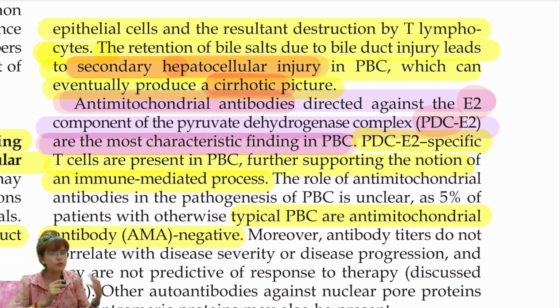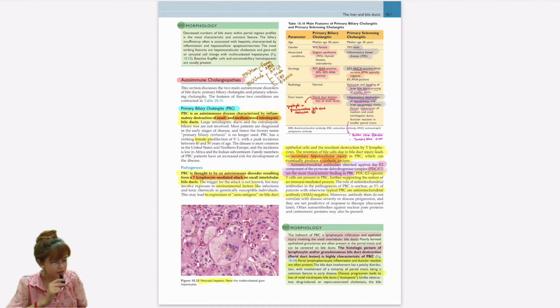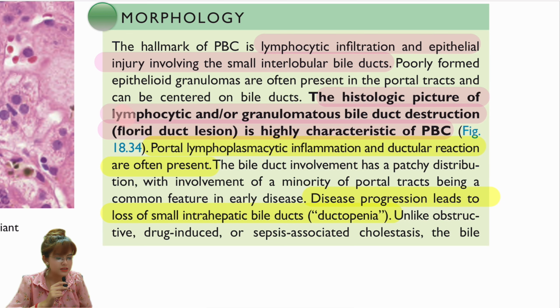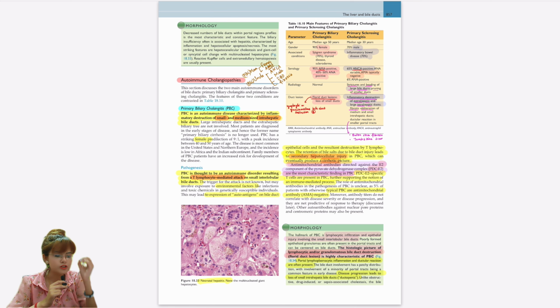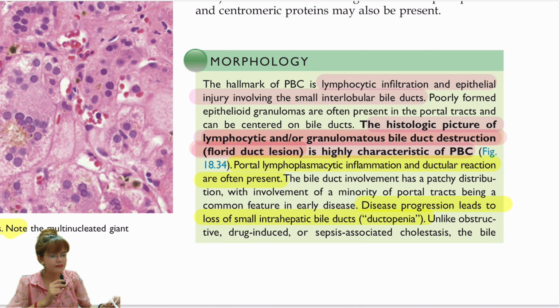So if you are asked which is the most characteristic finding, this is going to be number 1, and here you can see that in histology this is the histological picture which is highly characteristic. So these two are the characteristic points of primary biliary cholangitis. Hallmark I've already explained, lymphocytic infiltration of the epithelial injury. There is a lymphoplasmacytic inflammation and ductular reaction which are often present. The disease progression leads to loss of small intrahepatic bile duct, which is known as ductopenia. So this is also a very important point, which is there is ductopenia of the small intrahepatic bile duct.